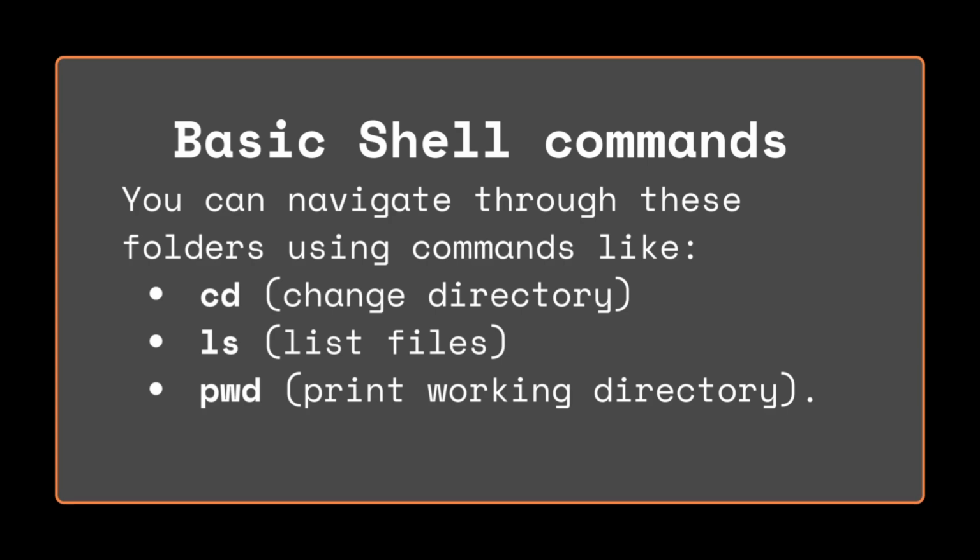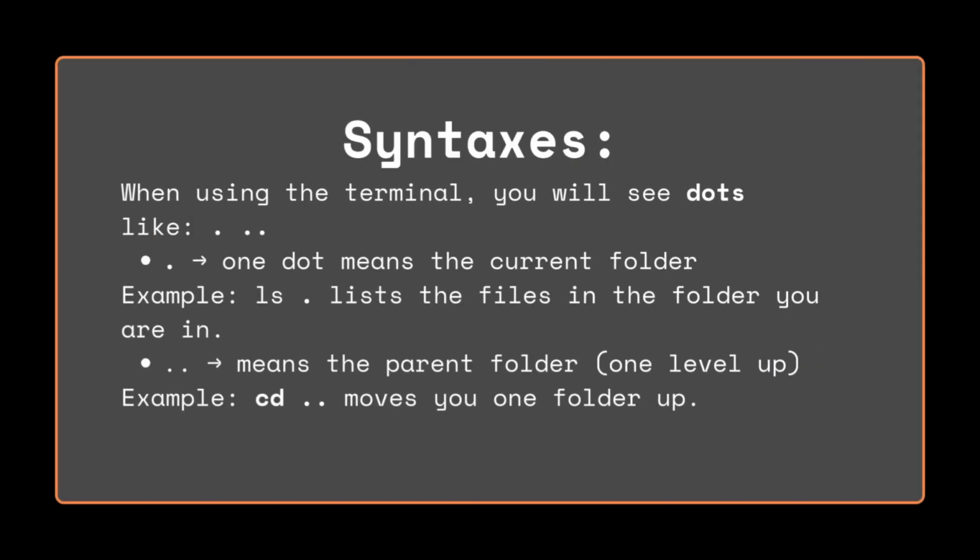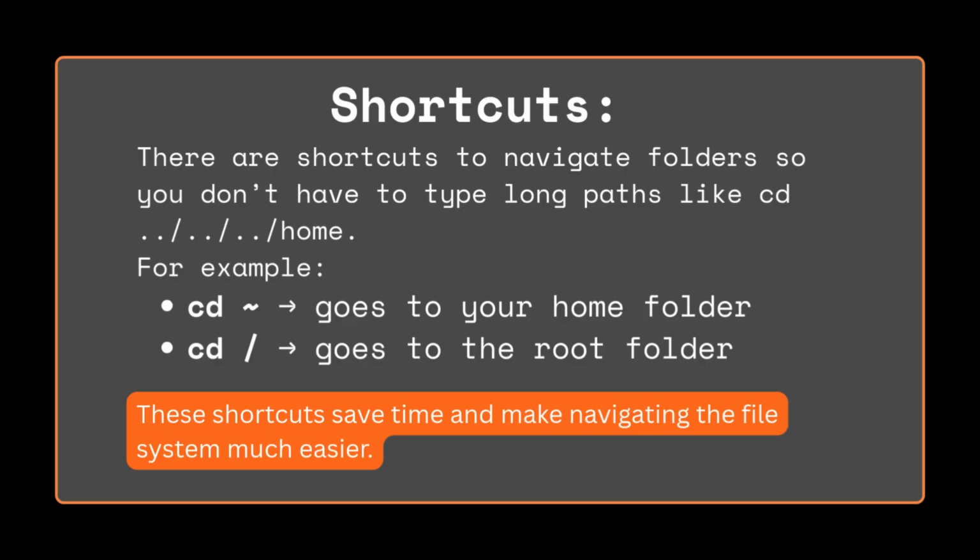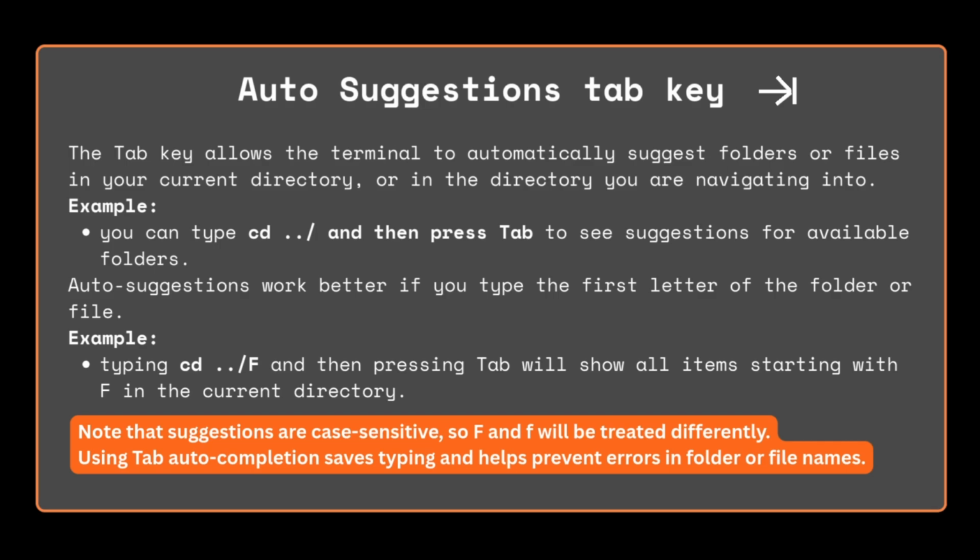We will see then some basic shell commands to navigate through the folders, and it's important to understand also syntaxes, which basically are just two right now. You will see just dot and double dots. It's also useful to know. Then we also have some shortcuts like double dots. Instead of using double dots, we can just use slash or tilde. And then the auto suggestions, which will be with the tab key, and it's very useful for you to know.